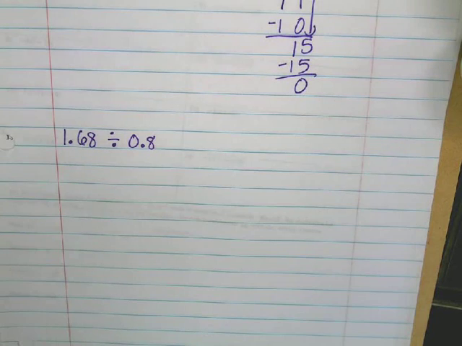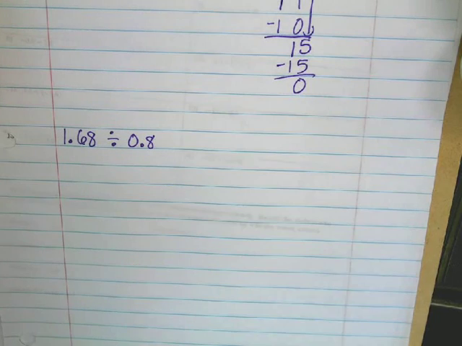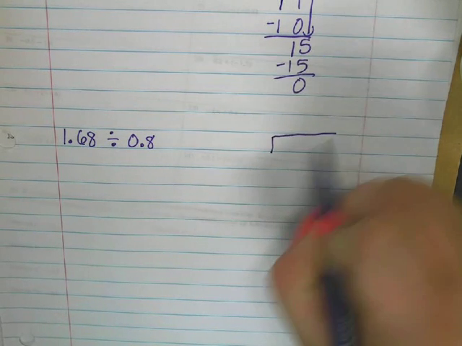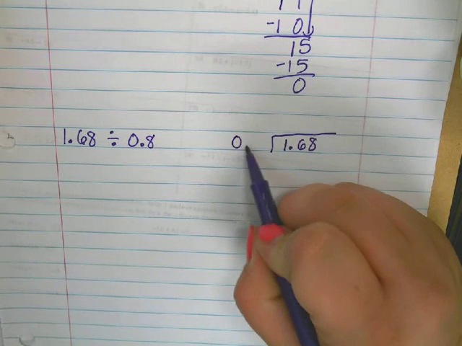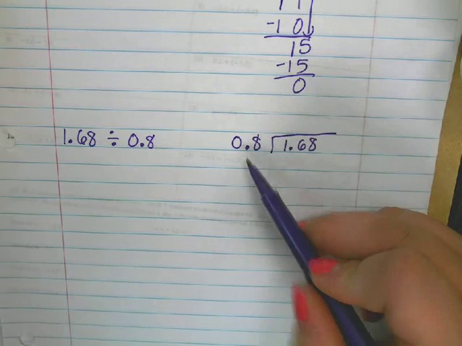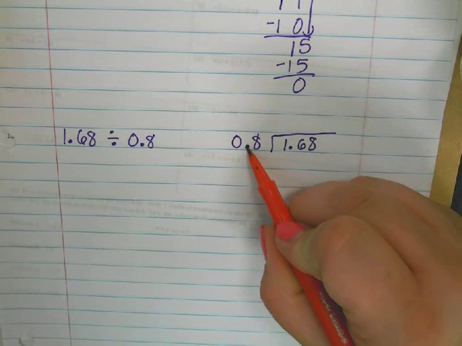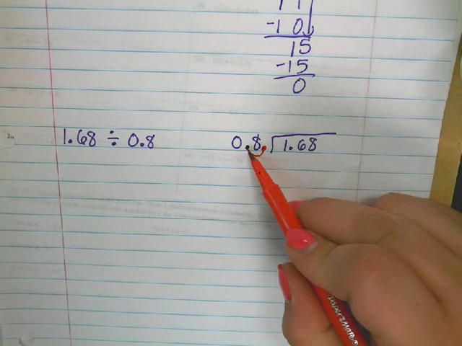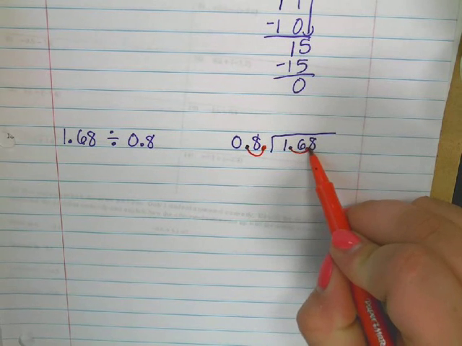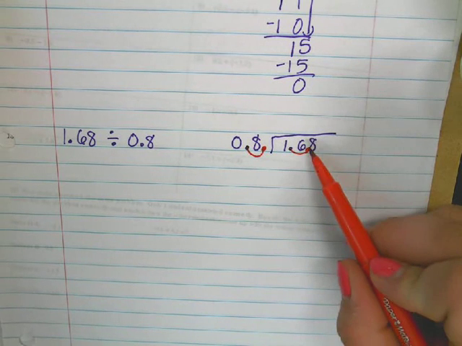Hey, what number is going to go on the inside? 1.68. What's going on the outside? 0.8. Since there's a decimal here, you move the decimal. How many times do I move it? One time, to the end. How many times do I move this decimal? I have to keep them equal. Whatever I move this one is how many I have to move the other one. This is the only number that can't have a decimal. Okay? So now I'm going to rewrite this.